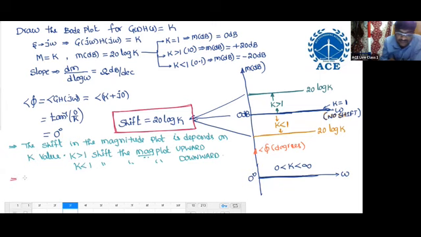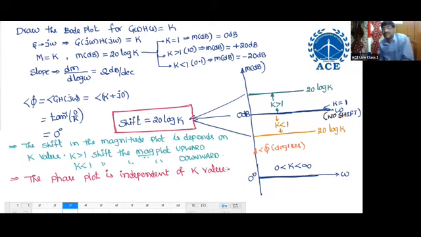The phase plot is independent of K value. Whatever the K value, it is immaterial. So the phase plot is independent of K value.